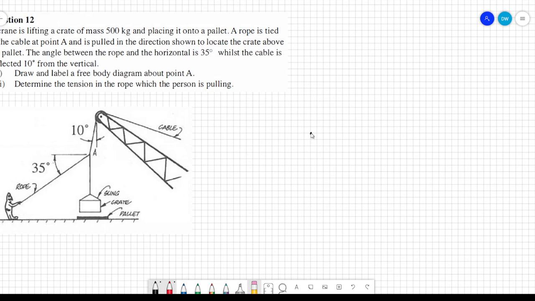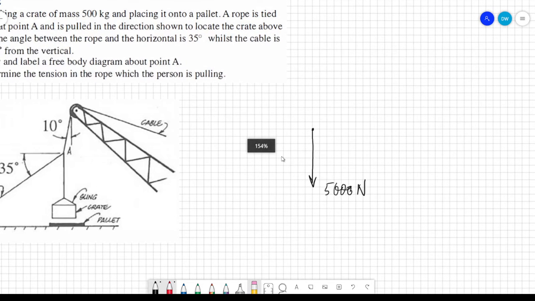So obviously we start with A. There is the crate going down with a force of 5,000 newtons, because 500 kilos, we take g approximately equal to 10. And then another force, the dude pulling, which let's just call tension, because tension is what we are looking for. And of course, there is the cable from the crane, which let's just call P because it's pulling.